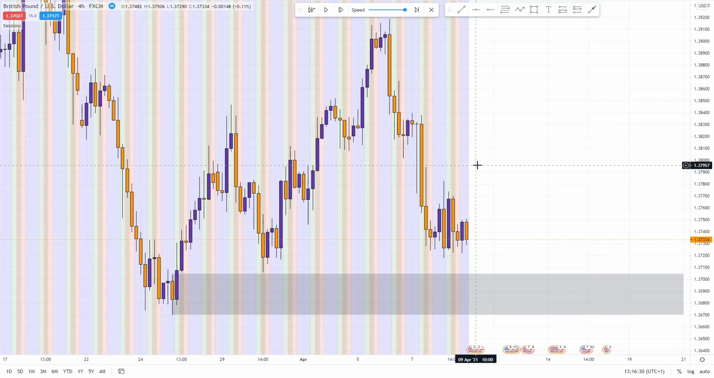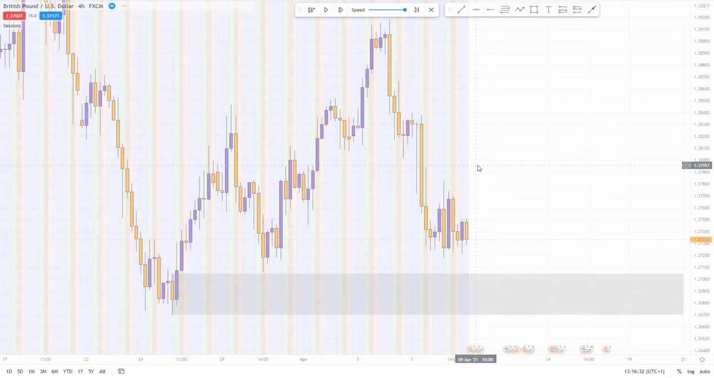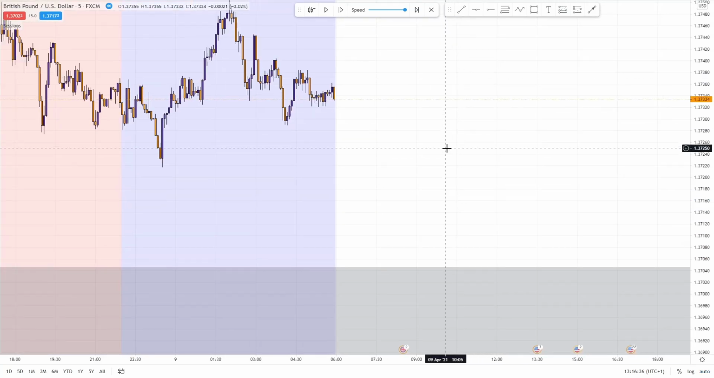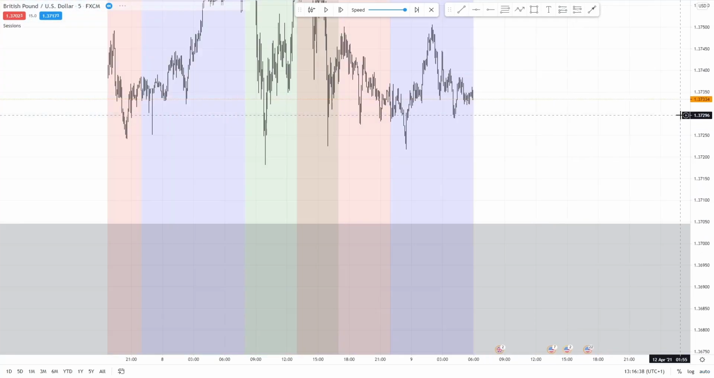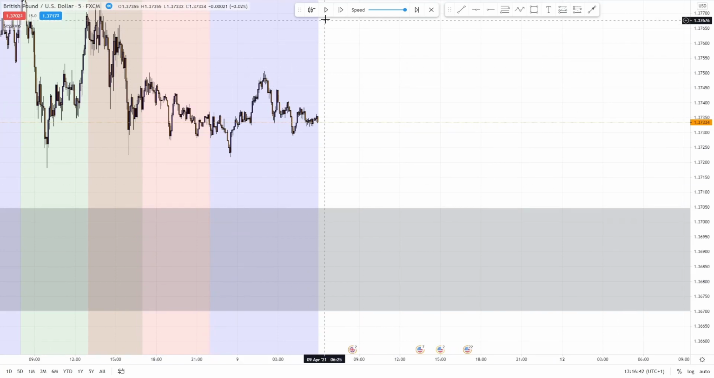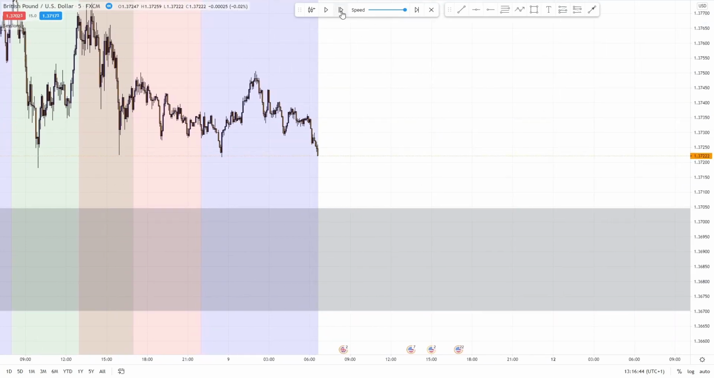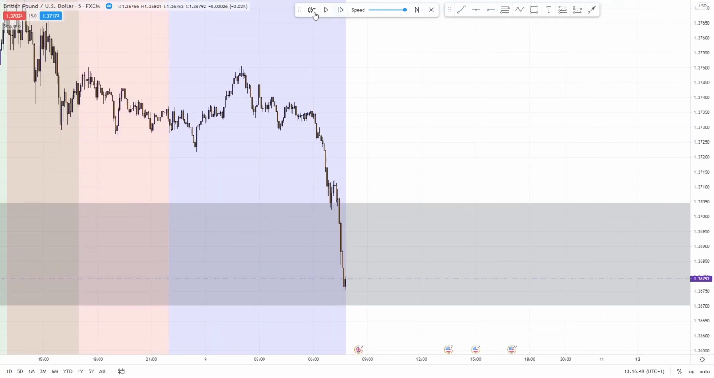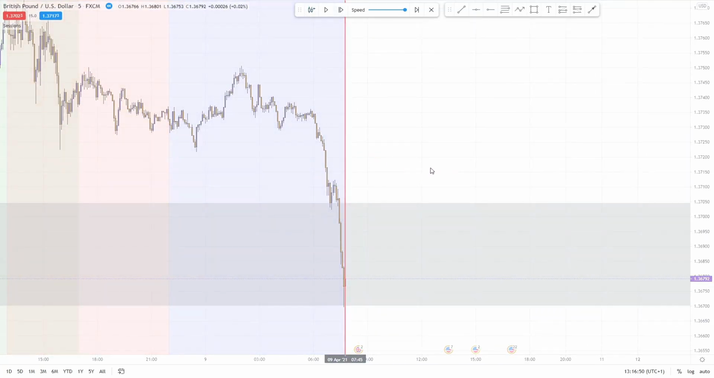So let me go down onto a lower time frame. So cool, let me zoom out a bit. So towards the end of the Asian session, which is this blue range here, we had a very strong and impulsive bearish move to the downside that came down and pretty much filled the entirety of the imbalance.